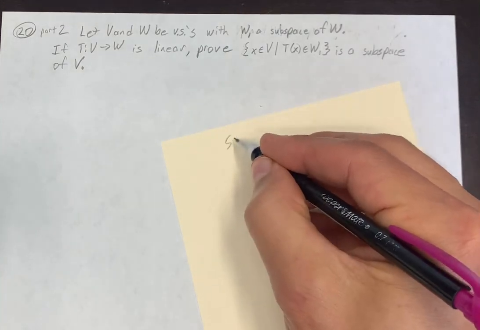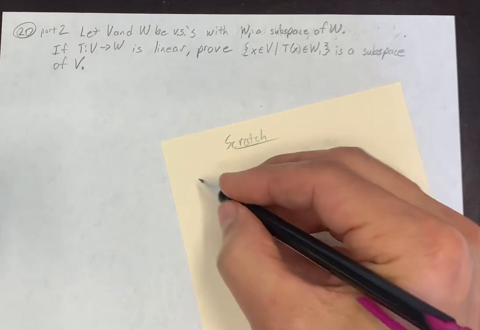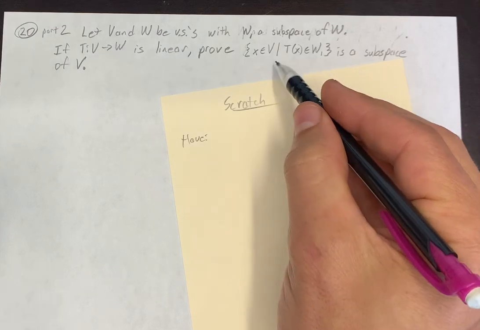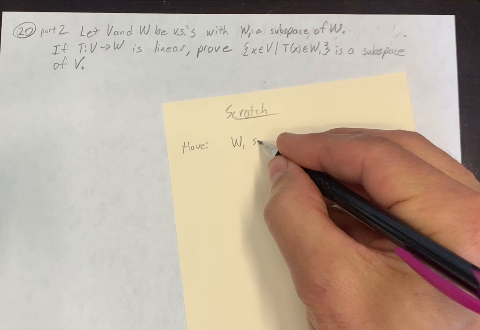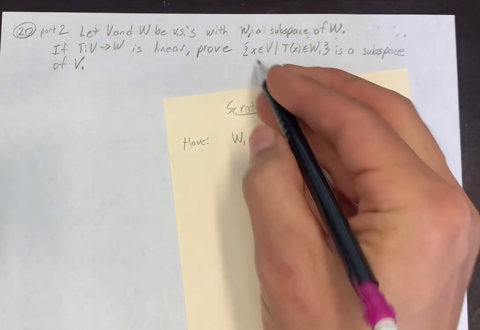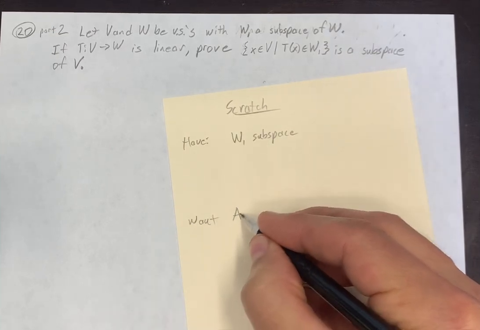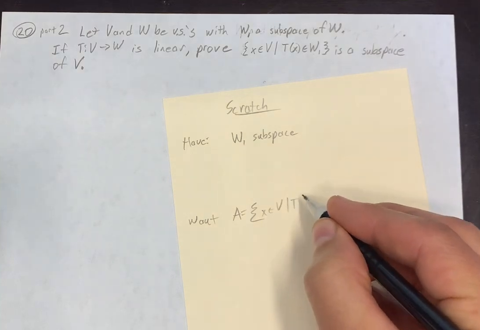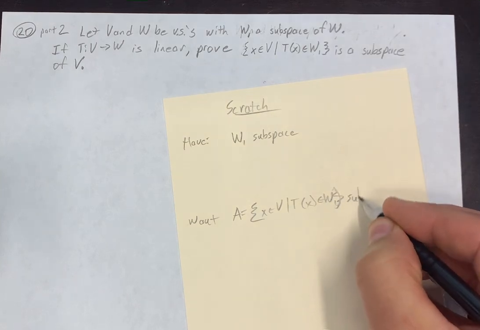So maybe start off with a little scratch work. I usually try to think about these things. So what do I have? I guess what I have is this set. I have that W1 is a subspace. And then I want this set. I'll call it A: X in V such that T of X is in W1, the subspace.